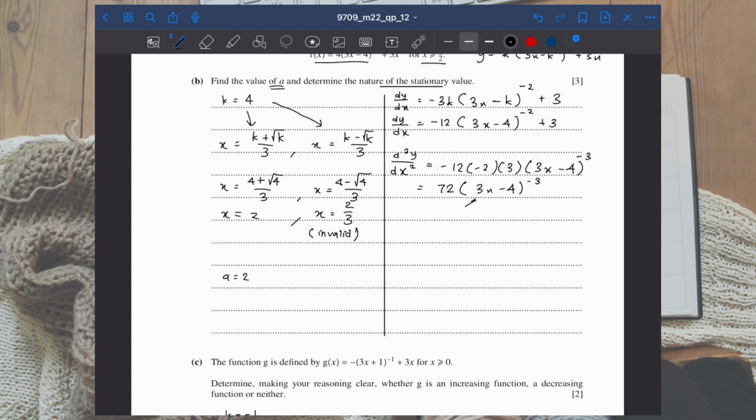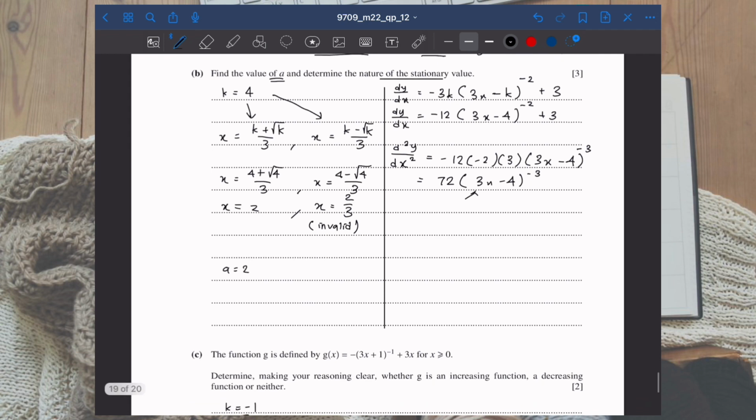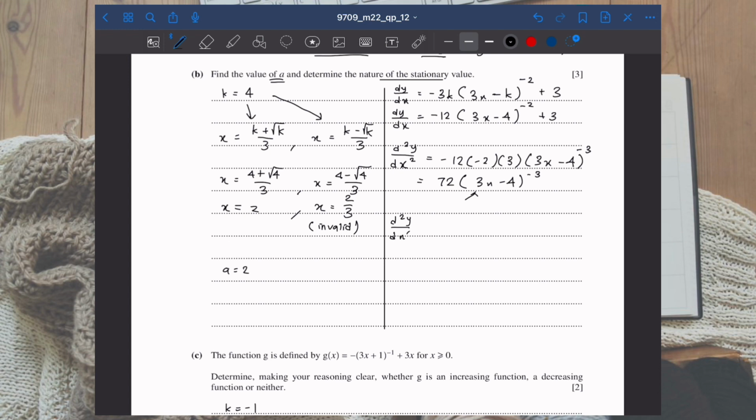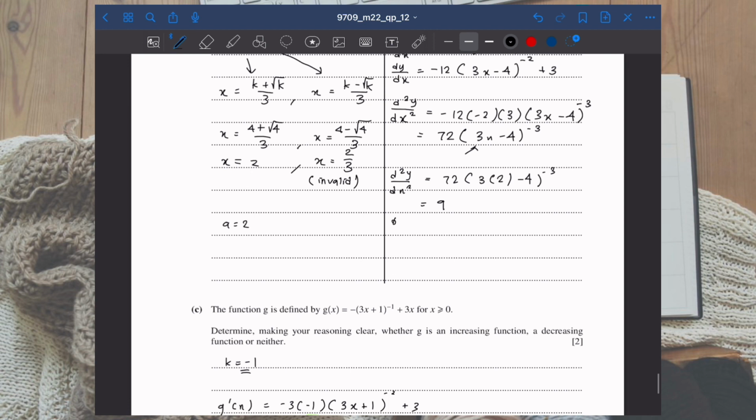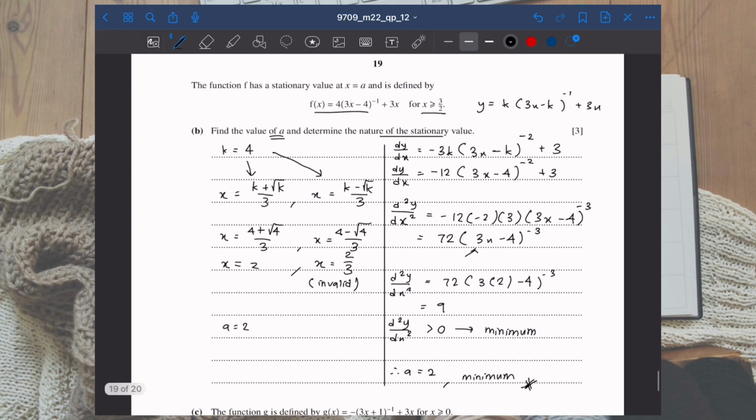And then substitute back the value of a into our d squared y over dx squared. We will get 72 times (2 minus 4) to the power of negative 3, which will give us a negative 9. So as our d squared y over dx squared is less than 0, our point will be a maximum. Hence our value of a is 2, which is a maximum value. That will be your answer for part B.